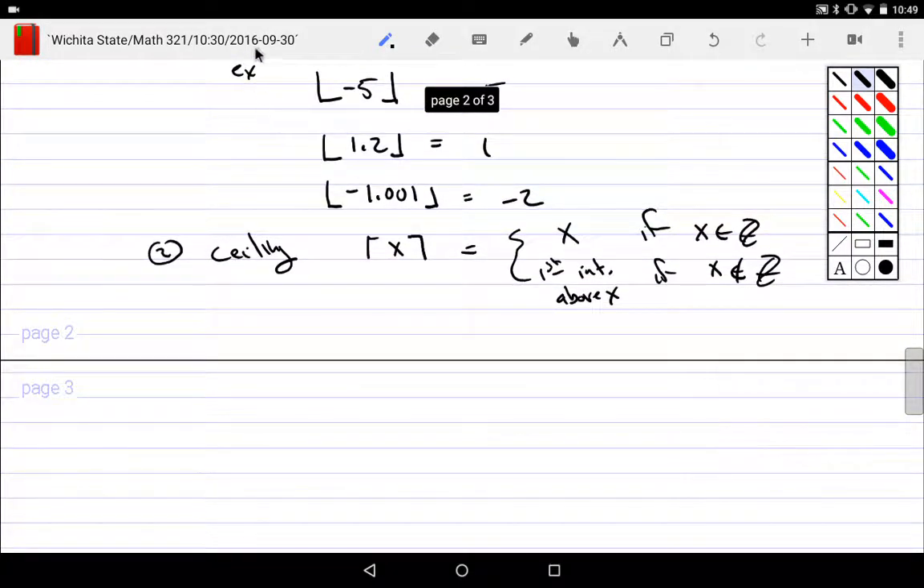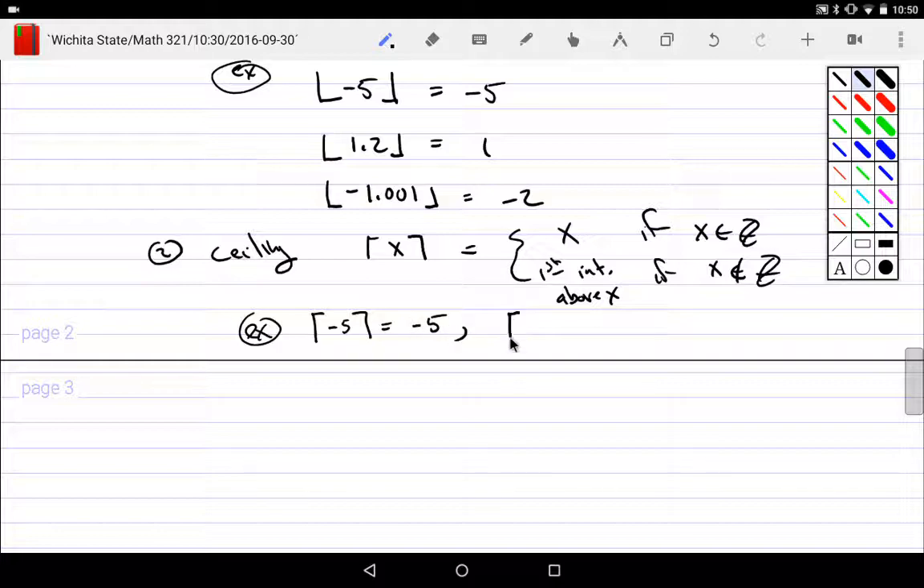So again, what would be the ceiling of negative 5? Negative 5. What would be the ceiling of negative 1.0001? Negative 1. It just goes to the right. It doesn't go to the one that's closest.